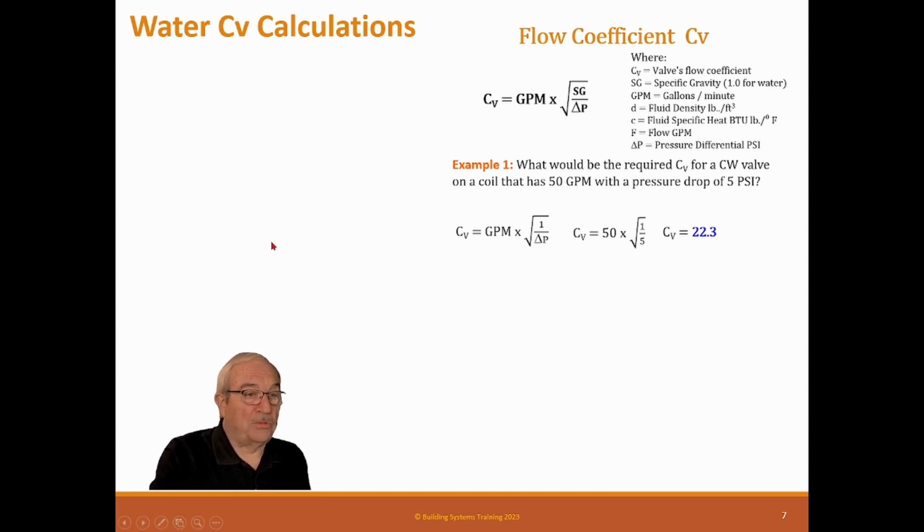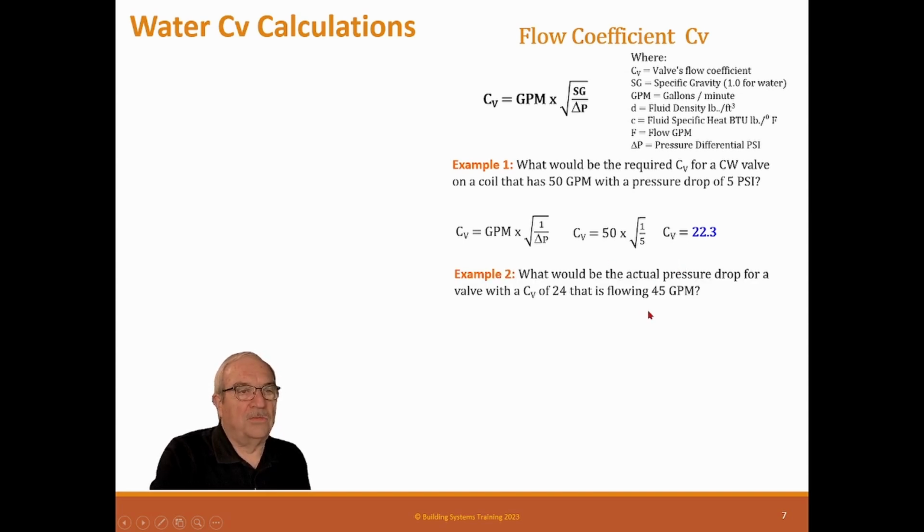Now, of course, you don't want a real small one. If you had 22.3 and the nearest ones are 18 and 24, you'd select the 24. You know what I mean? It's in between. But that's kind of a design consideration. So let's do another one. What would be the actual pressure drop for a valve with a CV of 24 that is flowing 45 GPM? So then we're going to use the other one, which is delta P equals GPM over CV squared. That'd be 45 over 24 squared, which would be 3.52 PSI. So now we get the drop.